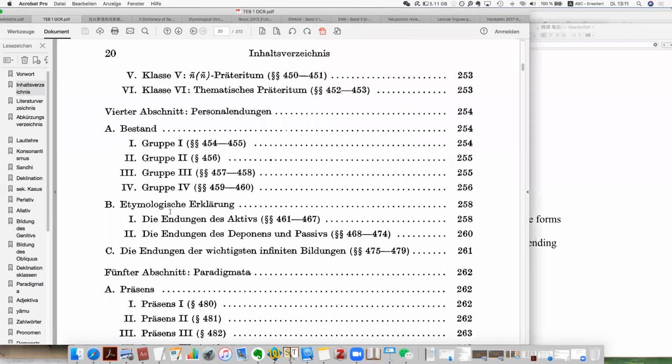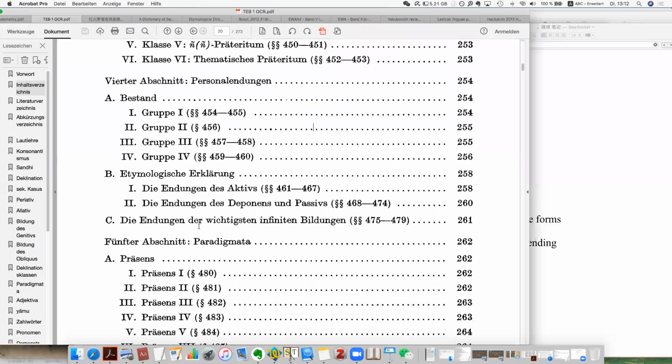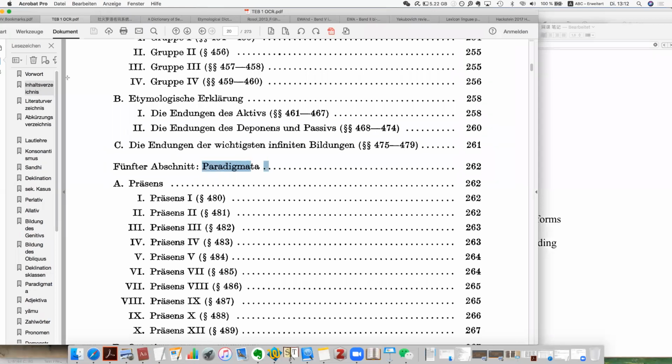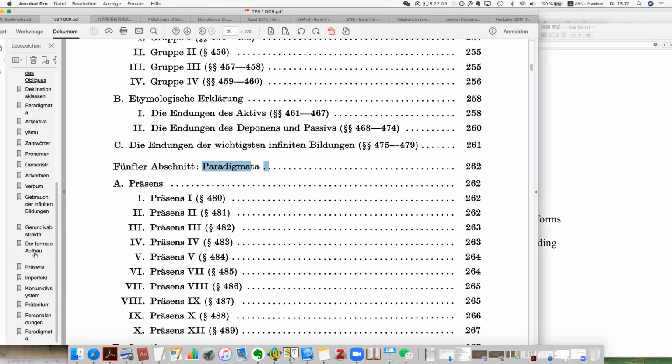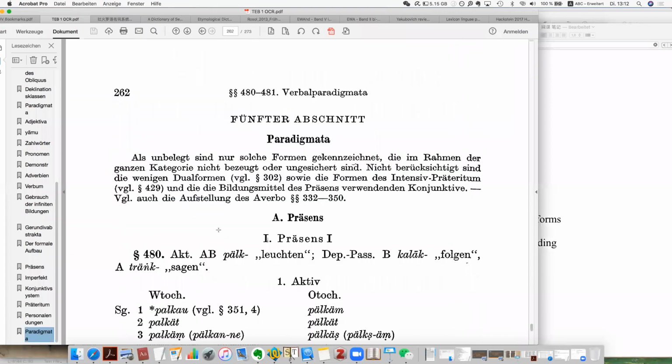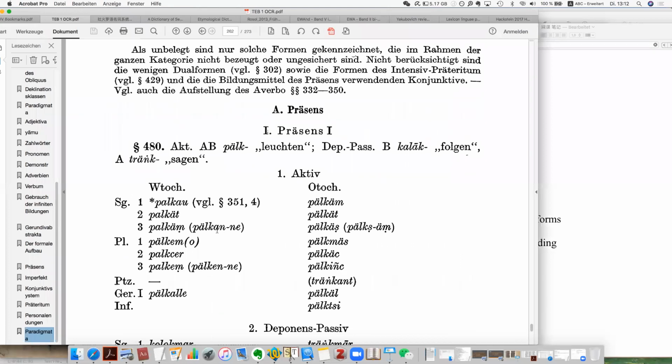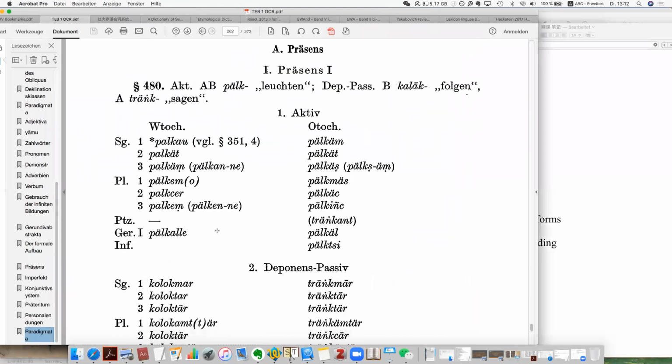And then some etymological explanation of the endings. And at the very end, there's a paradigm. So this is always useful. The paradigms are usually useful. It gives you a clear overview of the forms.